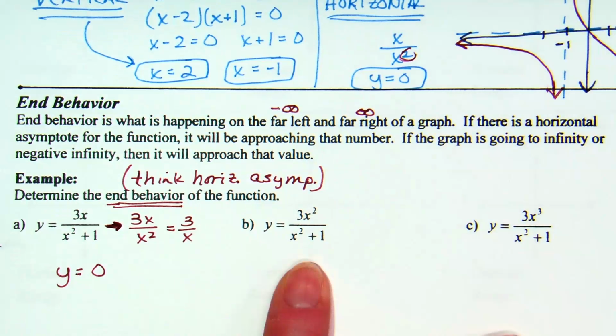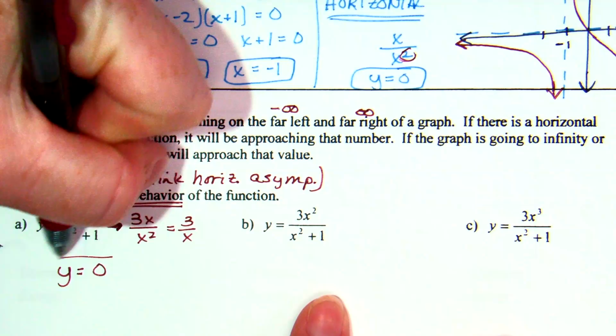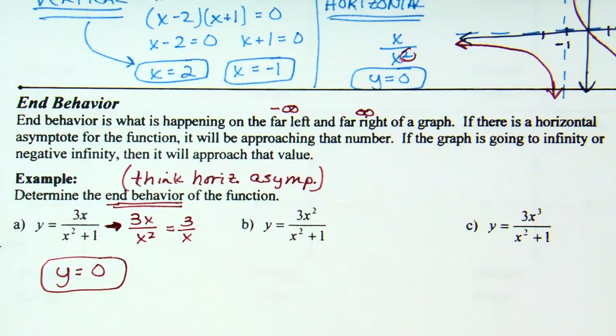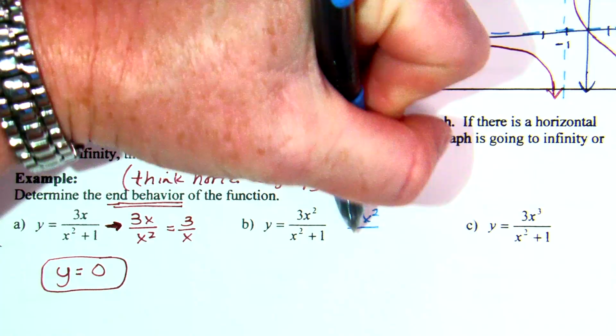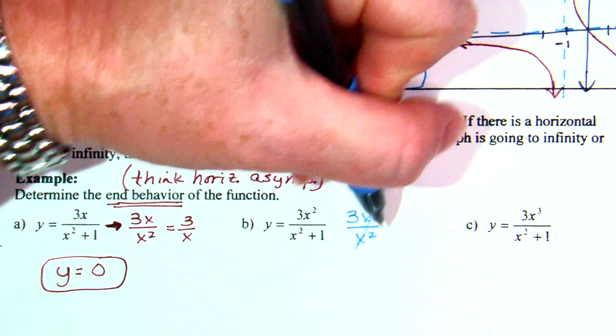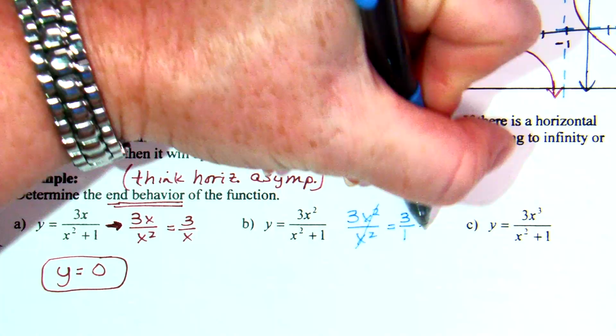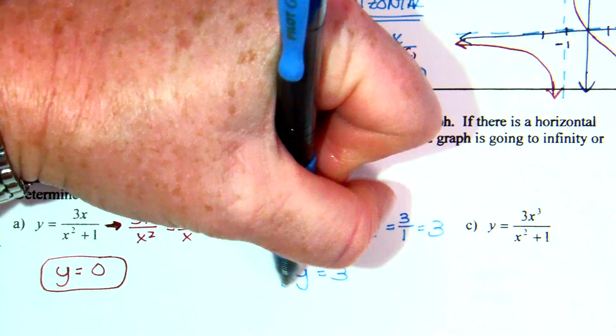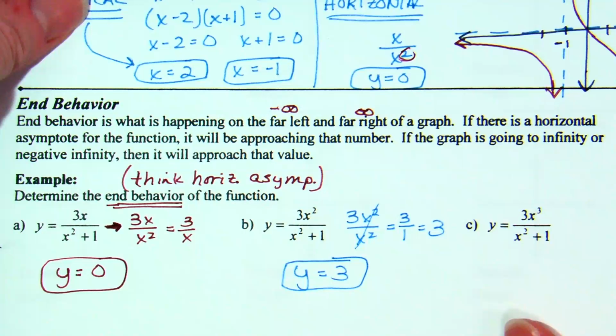Okay, look at B. What do you know there for horizontal asymptote? Why? Yeah, if we look at the powers, they are the same, 3x squared and x squared. And here's another one to think about, guys. What happens? Those x squareds can essentially cancel, and you have 3 over 1 or 3. So we have a horizontal asymptote, y equals 3.